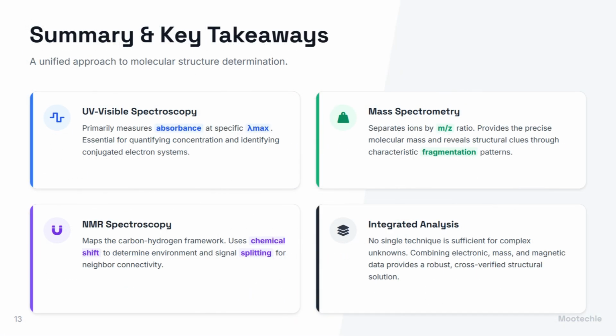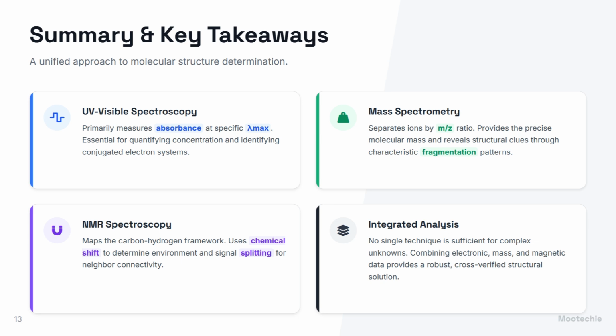To bring everything together, let's review our key takeaways. Summary and key takeaways. This has all been about a unified approach to molecular structure determination. UV visible spectroscopy primarily measures absorbance at a specific lambda max. It's essential for quantifying concentration and identifying conjugated electron systems.